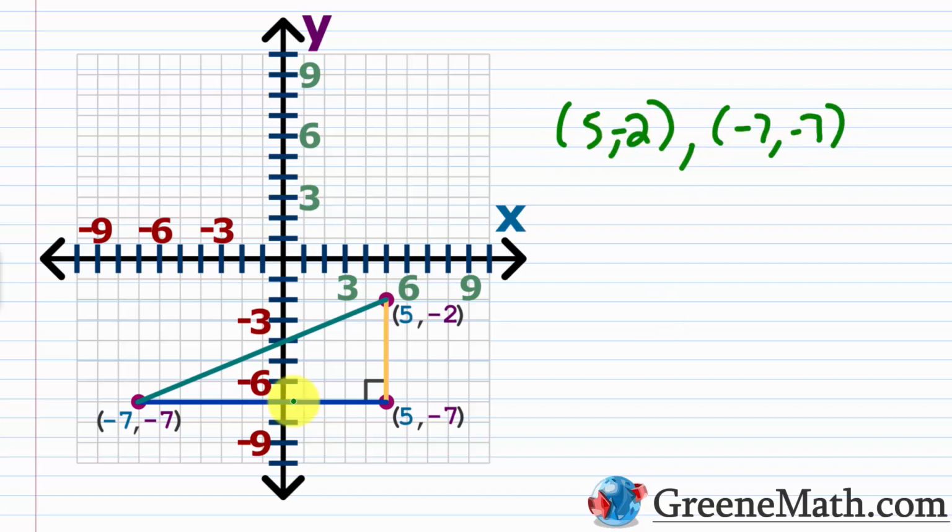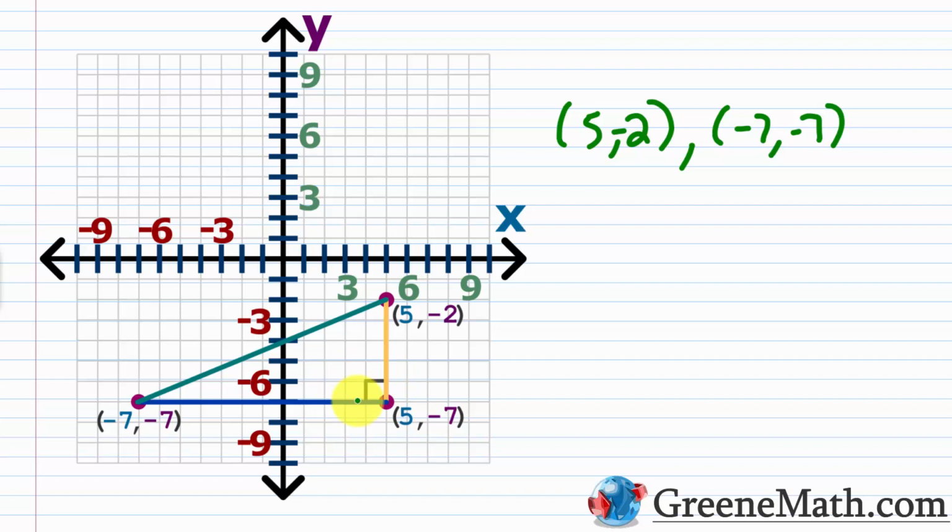So I've kind of pre-drawn everything to make this a little faster. So we have 5, -2. That's right here. Okay, that's your 5, -2. And then you have -7, -7. So that's going to be right here. So you'll notice that I drew in an extra point to kind of form the right triangle. The way I did that was I took the x coordinate from here, which was 5, and I took the y coordinate from here, which was -7. That gave me my third vertex. So I could, again, draw the right triangle.